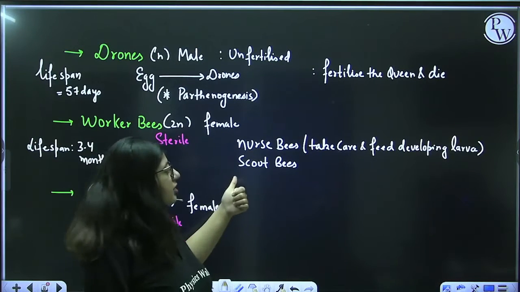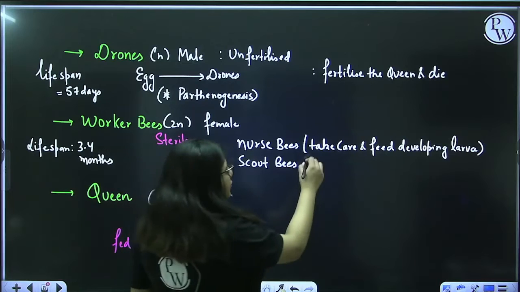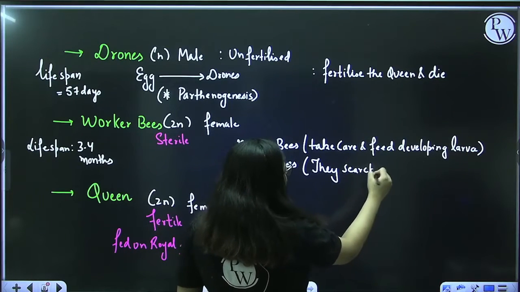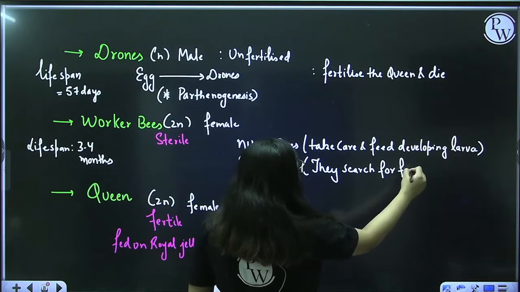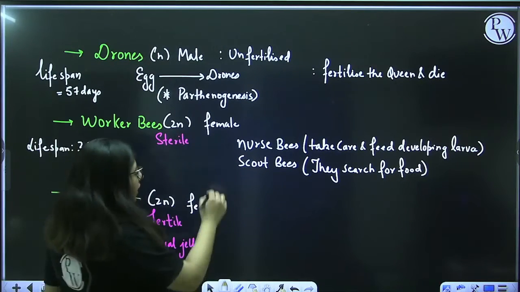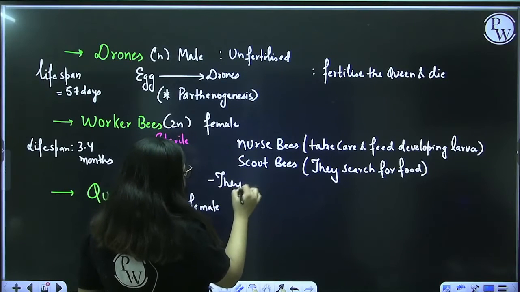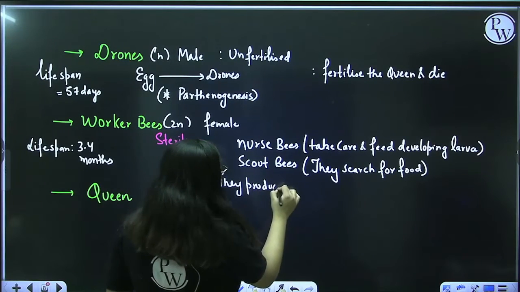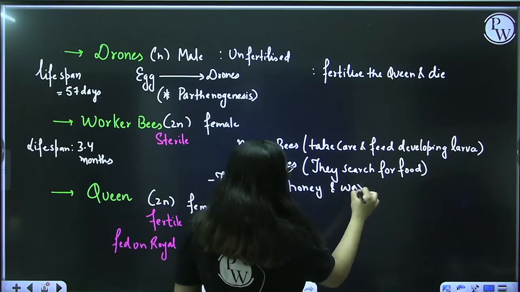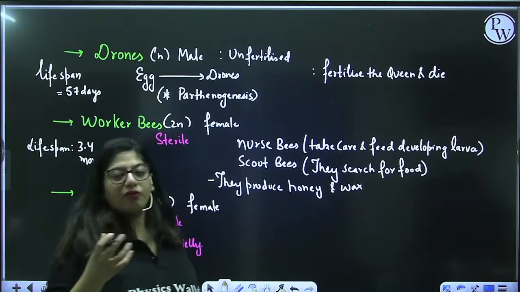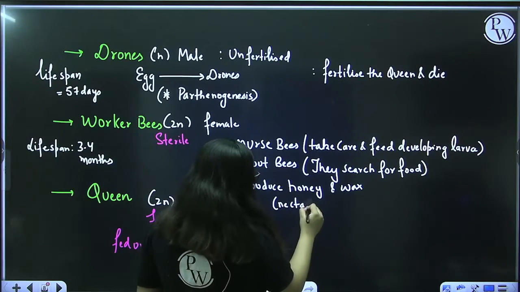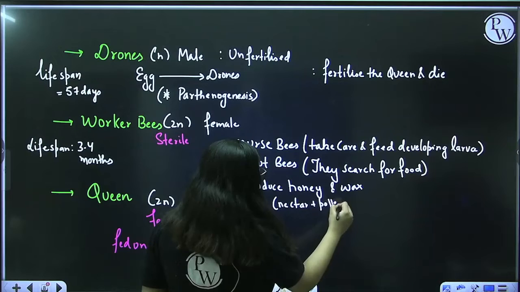They are also scout bees. Why? They search for food. They go outside and they search for the food. They produce honey. They produce wax, right? Honey is produced from the nectar and pollen of the flower.